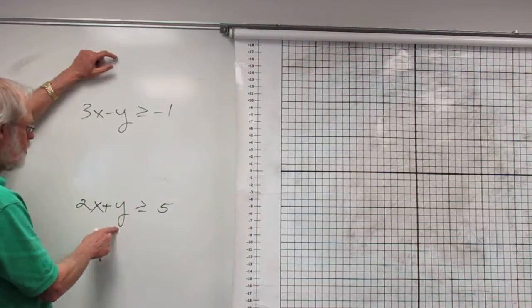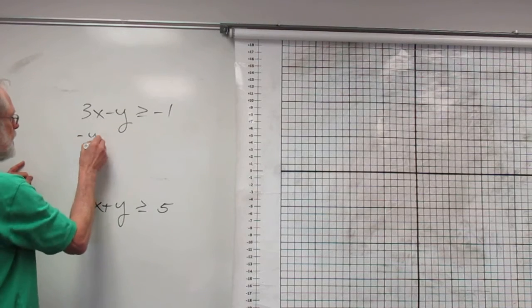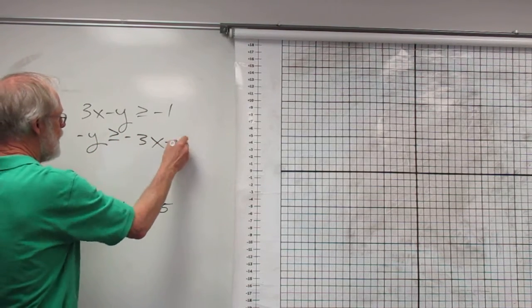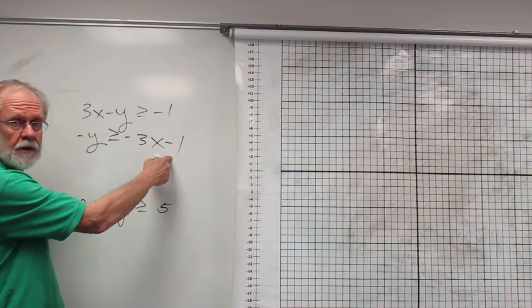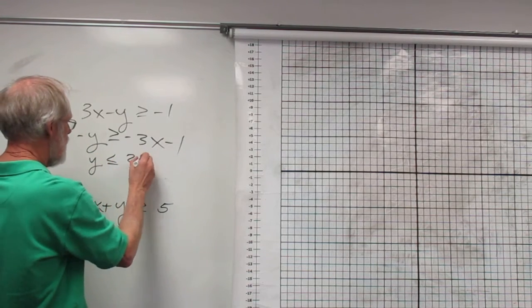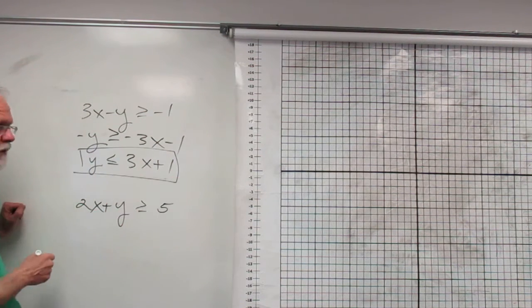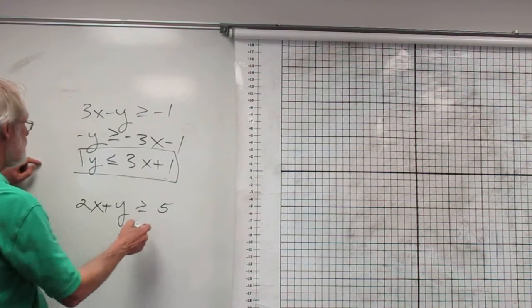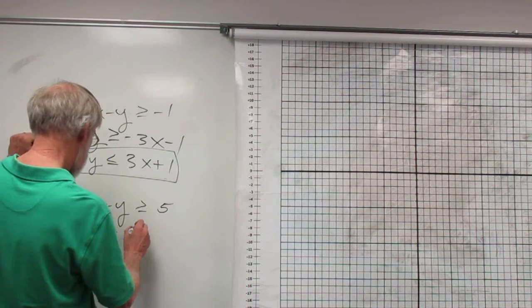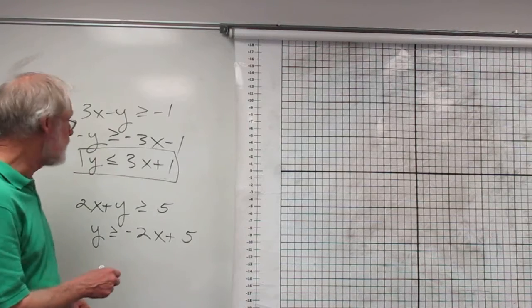I take each one and put it into slope-intercept form. So I subtract 3x, I get negative y is greater than or equal to negative 3x minus 1. Then I divide or multiply through by negative 1. I get y is less than or equal to 3x plus 1. All right, there's one of the two. Let's do the other one. Subtract the 2x from both sides. I get y is greater than or equal to negative 2x plus 5. And that's all we have to do in this one.